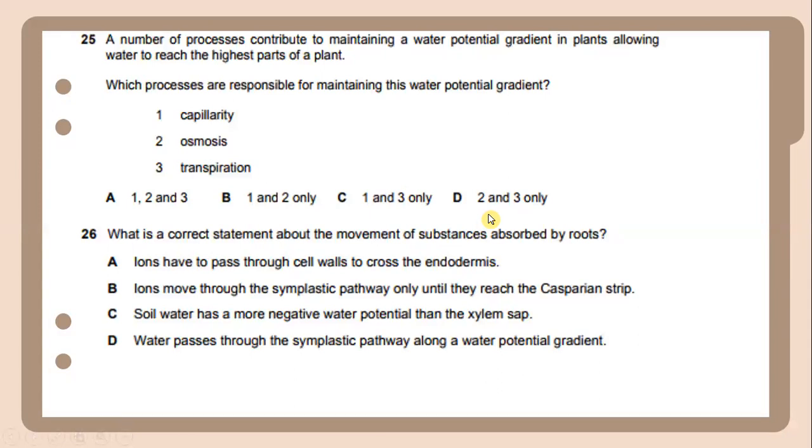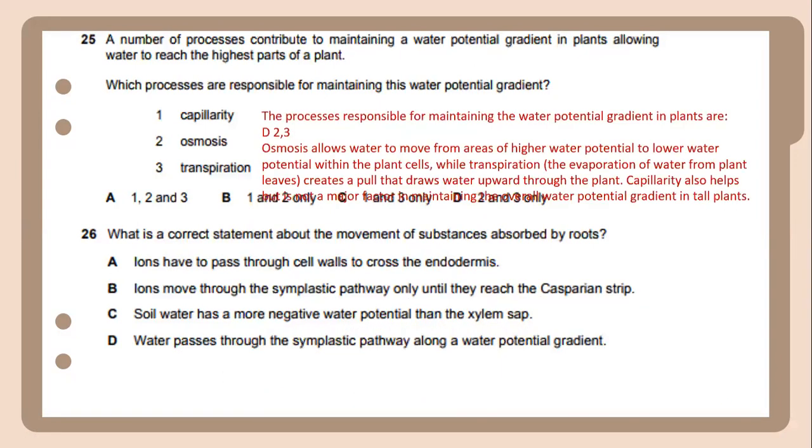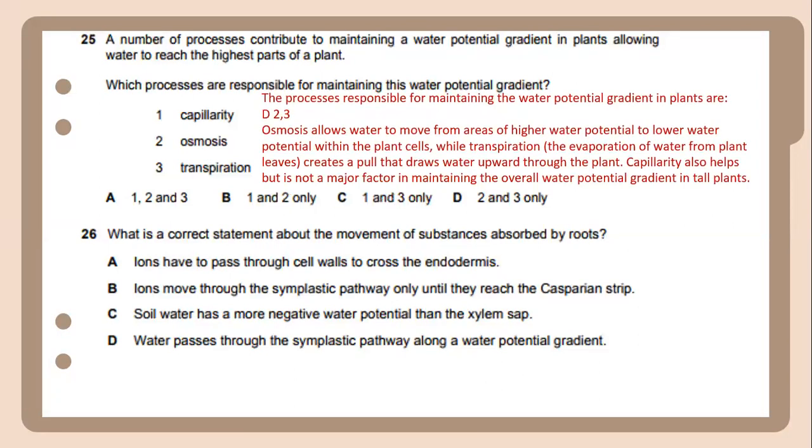A number of processes contribute to maintaining a water potential gradient in plants, allowing water to reach the highest part of a plant. Which processes are responsible for maintaining this water potential gradient? The answer will be osmosis and transpiration.